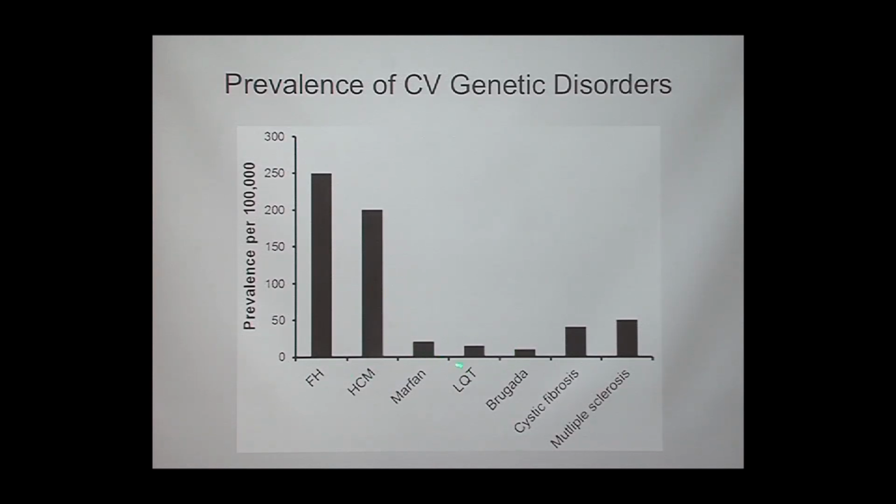The other disorders are less common, and just for comparison's sake, we have two disorders here that you've probably heard of, cystic fibrosis and multiple sclerosis, showing that they are much less common than hypertrophic cardiomyopathy or familial lipid disorders, but slightly more common than some of the other hereditary heart conditions.